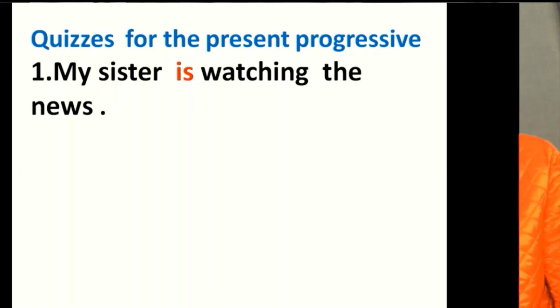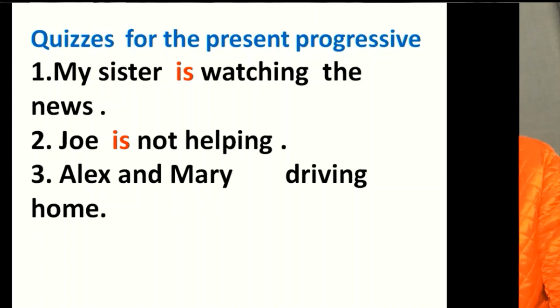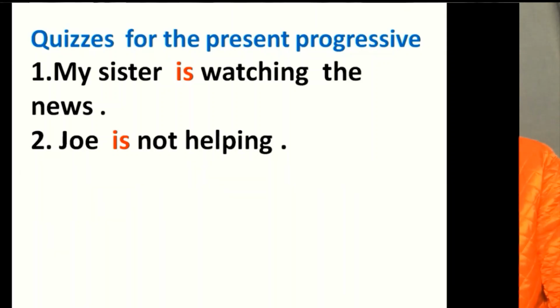Joe not helping. There's something missing here. What is missing here? The be verb. Joe is not helping. So what is missing is the be verb is. So Joe is not helping. Okay, this is the correct one.